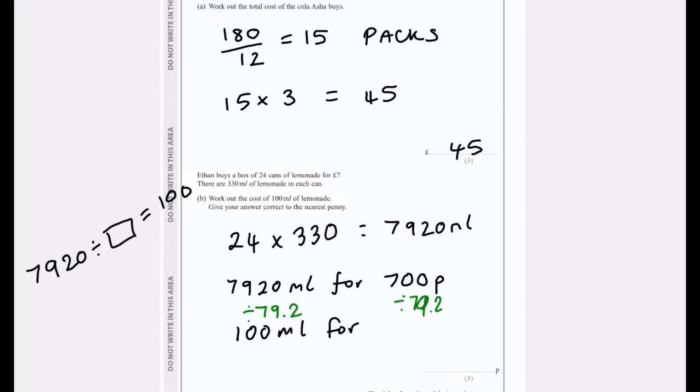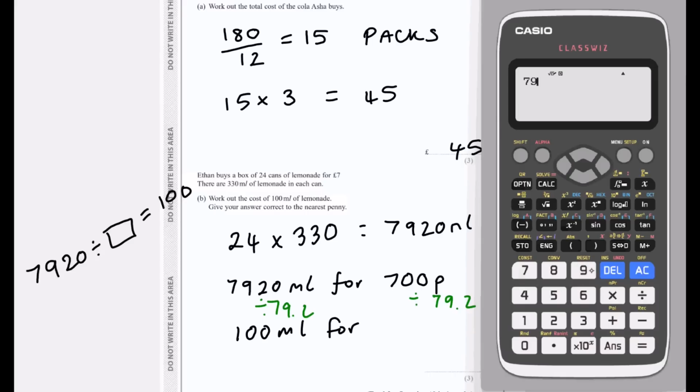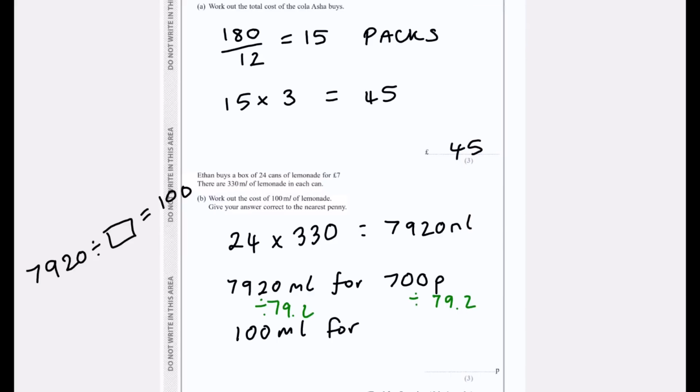So if I take 7,920 divided by 79.2, I get to 100. So I want to divide the price also by 79.2, and I get to the nearest penny. So I've got 8.8 to the nearest penny is 9 pence.